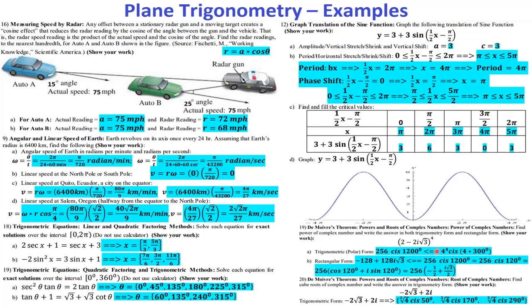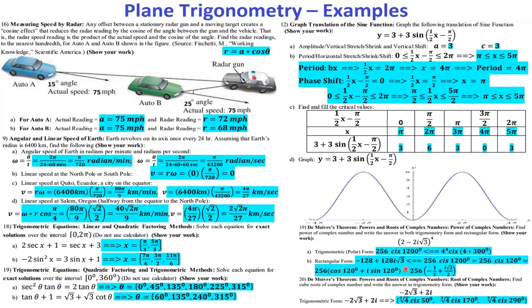So this is in the polar form. In rectangular form it is minus 128 plus 128i square root of 3, which is 256 cis 120. So you evaluate, and you will end up with minus 128 plus 128i square root of 3.